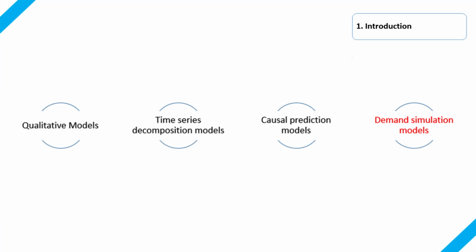There are 4 main groups of demand forecast models, namely, qualitative models, time series decomposition models, causal forecasting models, and demand simulation models. The model adopted in the preparation of this work was based on the cluster of demand simulation models, as indicated in the figure below, where the highlight of the focused model is in red. The paper was developed using demand simulation models.